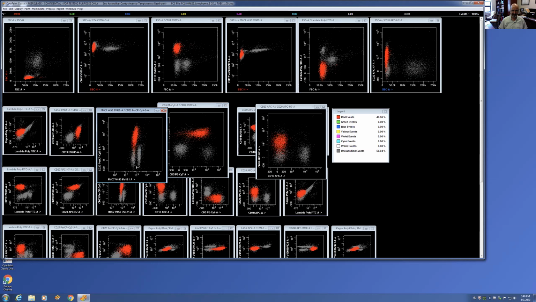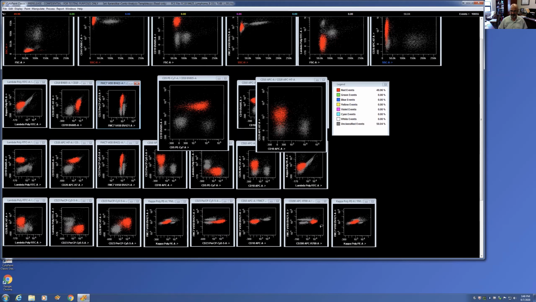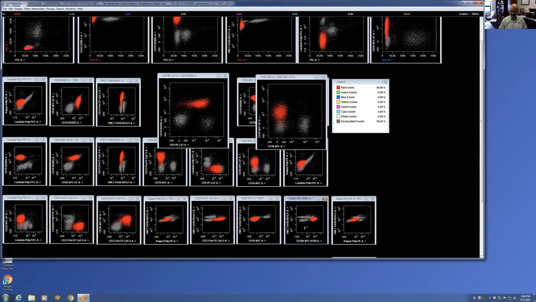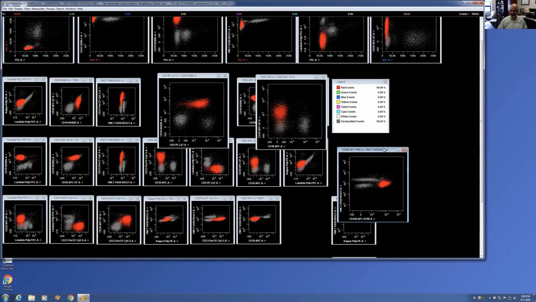There's a fair amount of autofluorescence here on this channel, but we know by experience that this is FMC7 negative and clearly CD23 positive, okay? So it's a CD23 positive, FMC7 negative. And the other thing, of course, we look at is right here, a little bit down in this template, is your CD200. And clearly, your population is CD200 positive.